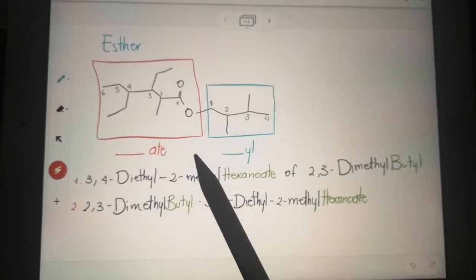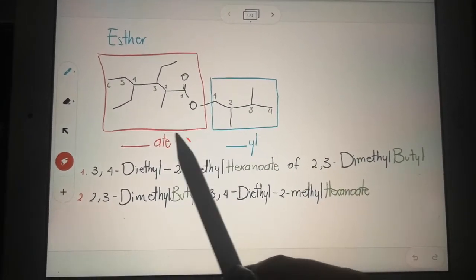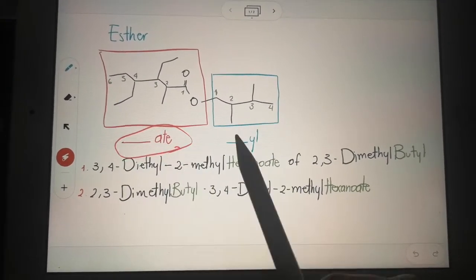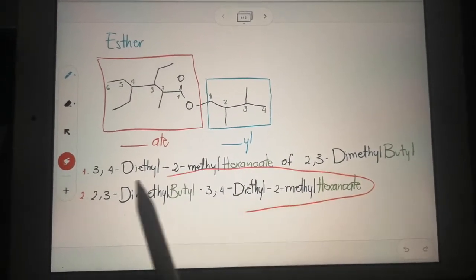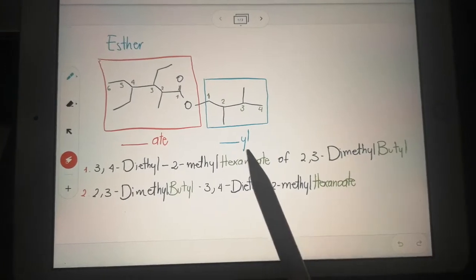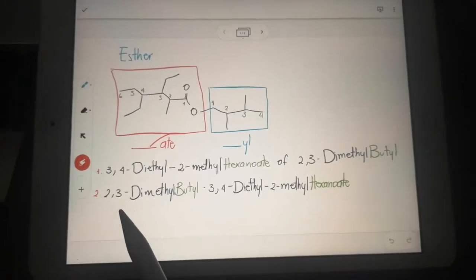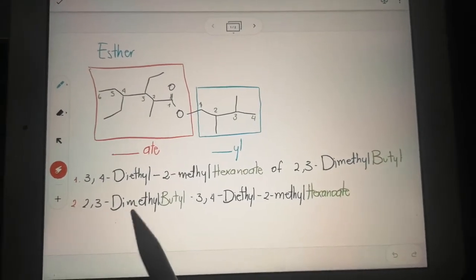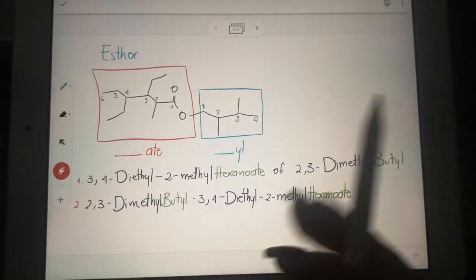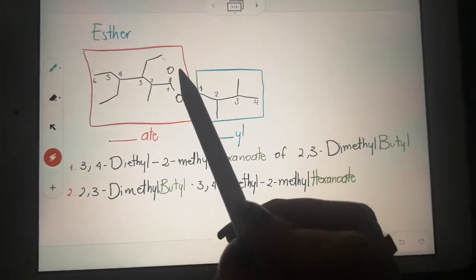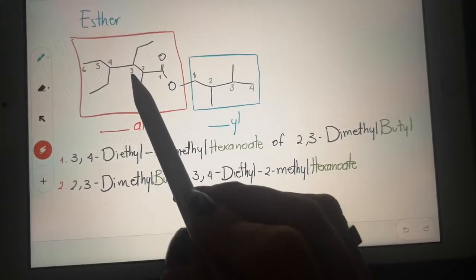So, as you can see, in the first that I have here, I name first of all this part of the compound and after that, okay? And in the second, we have the opposite way. I mean, first of all this, and at the end this one. Both are valid, okay? Both are correct. You don't need to choose one of them. No, both are correct.